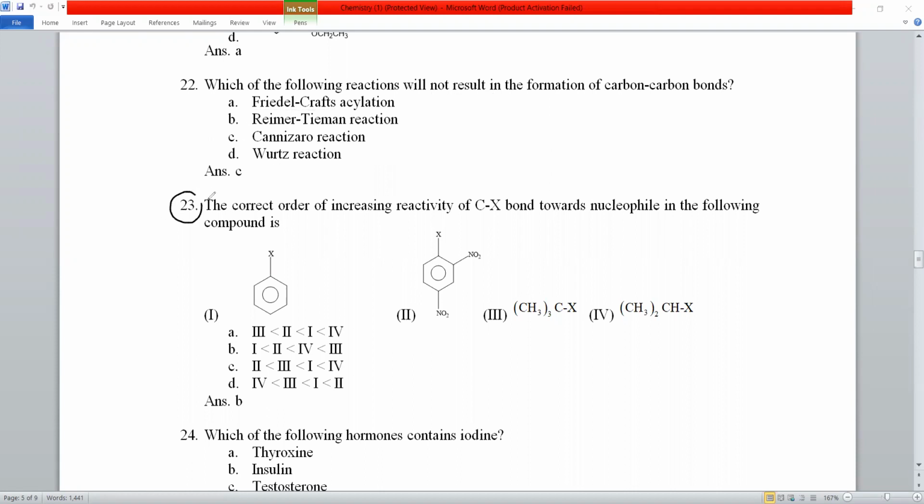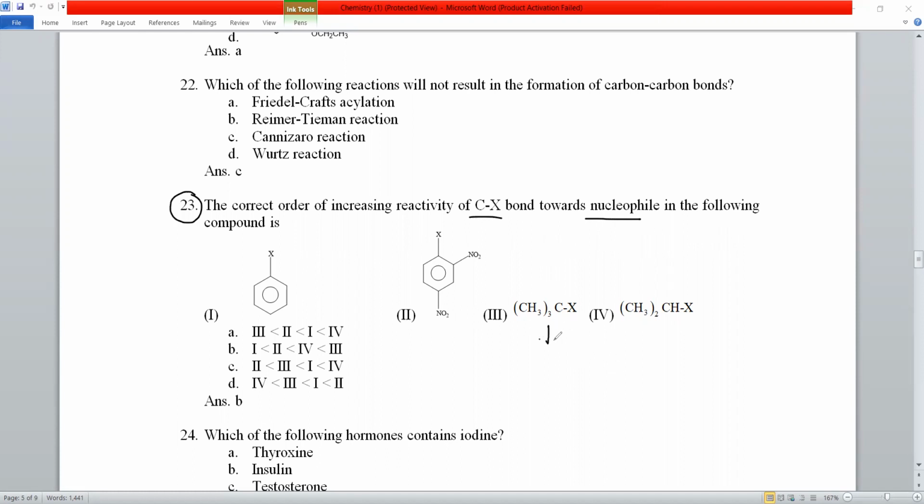Question number 23. The reactivity of C-X towards nucleophilic substitution reaction depends upon the stability of the carbocation.